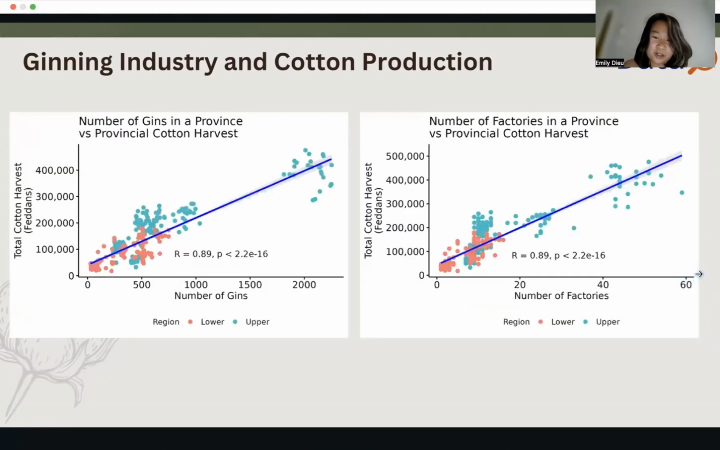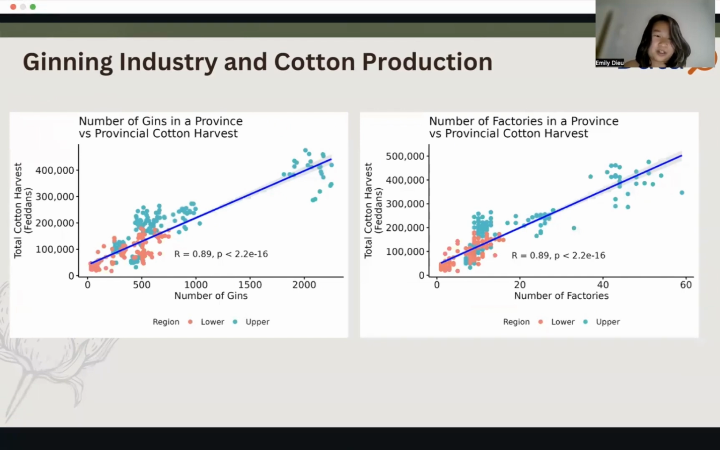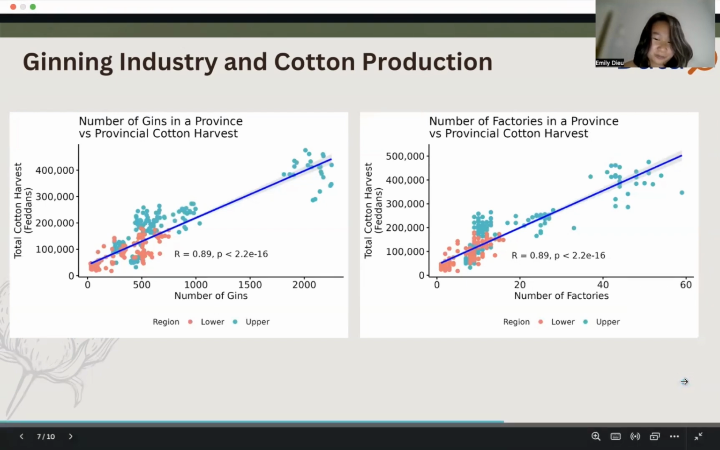So we've plotted a region's number of cotton gins and then region's number of factories against how much area that certain province decided to cultivate cotton in. And you can see by both the plot and the correlation coefficient that there's a statistically significant relationship between the geographical location of the ginning industry and how much cotton is produced.